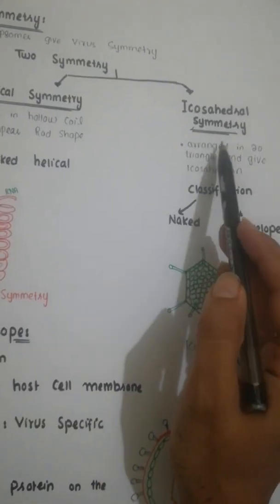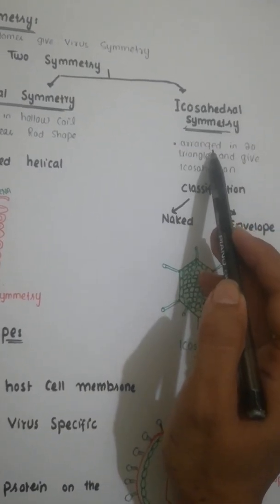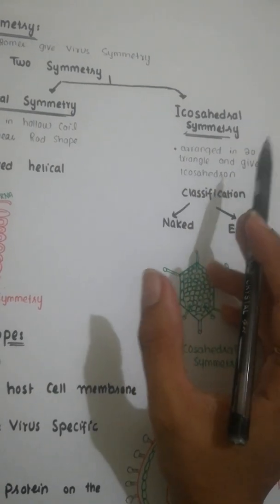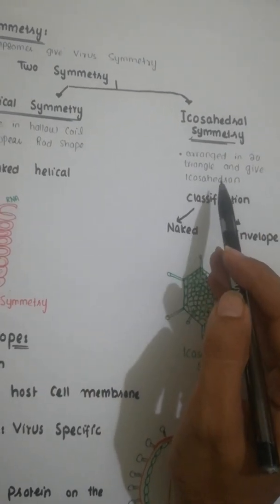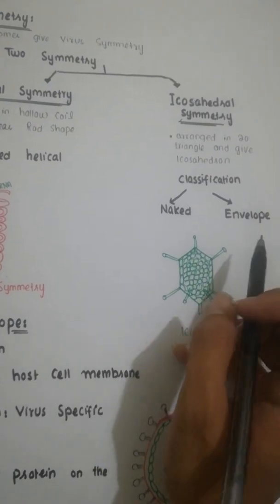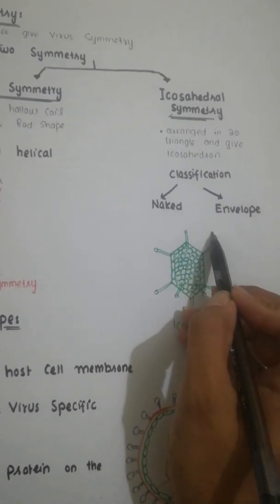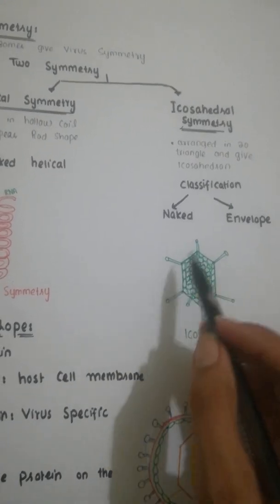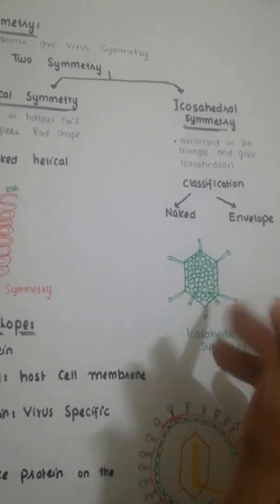And icosahedral symmetry means the capsomers are arranged in 20 triangles, which gives the virus an icosahedron shape, and basically it is classified into two groups: the enveloped group and the non-enveloped group, also called the naked group. Okay, this is basically the icosahedral symmetry.